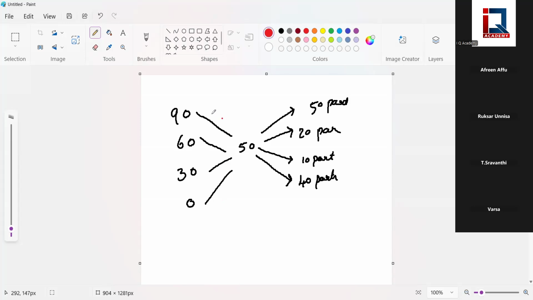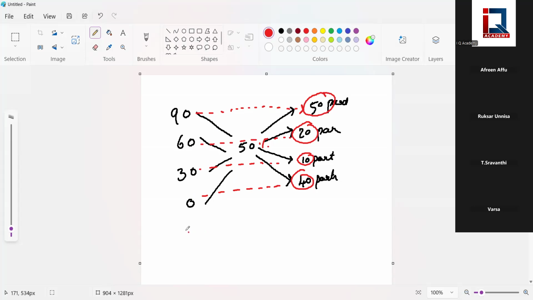Now have a look. 90% alcohol, how much should we take? 50 parts. 60% alcohol, how much? 20 parts. 30% alcohol, 10 parts. Water, 40 parts. Done. So how will you write? In order to make 50% alcohol, you will take 50 parts of 90%, 20 parts of 60%, 10 parts of 30%, and 40 parts of water mixed together to get 50% alcohol.